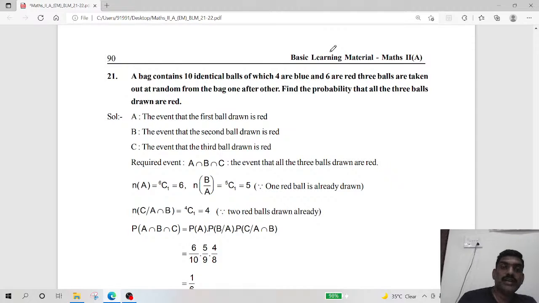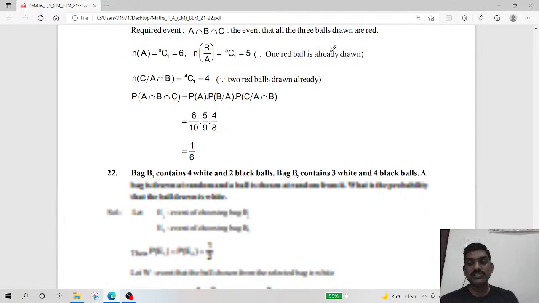Next, question number 21. A bag contains 10 identical balls of which 4 are blue and 6 are red, and 3 balls are taken out at random from the bag one after the other. Find the probability that all the 3 balls drawn are red. The event that the first ball drawn is red, the event that the second ball drawn is red, the event that the third ball drawn is red. The required event is A intersection B intersection C. So calculate N of A, N of B, N of C, N of B by A, then N of C by A intersection B. Then P of A intersection B intersection C is P of A into P of B by A into P of C by A intersection B. Substitute all the values so we can get the answer.